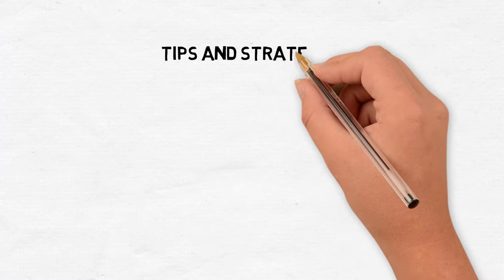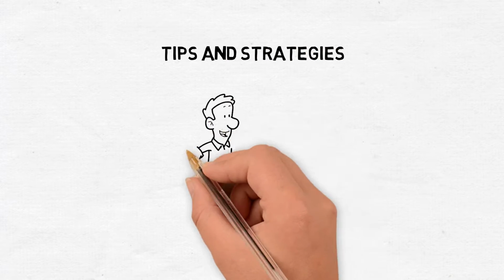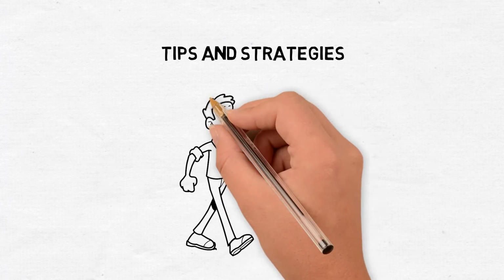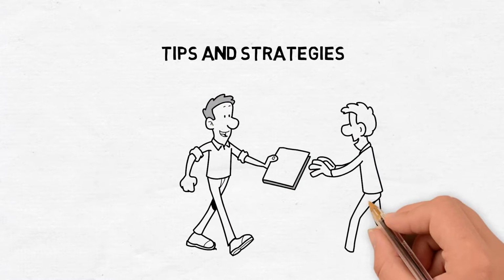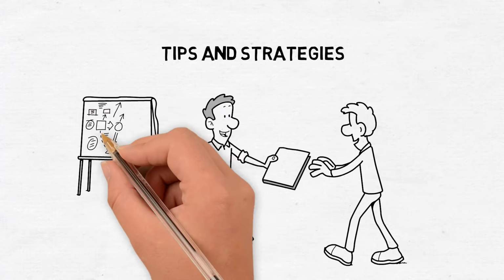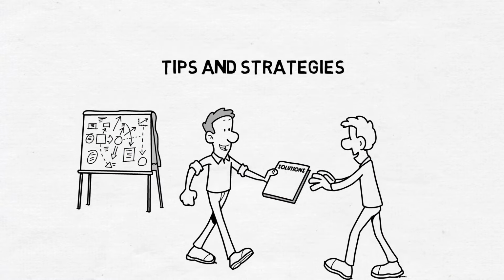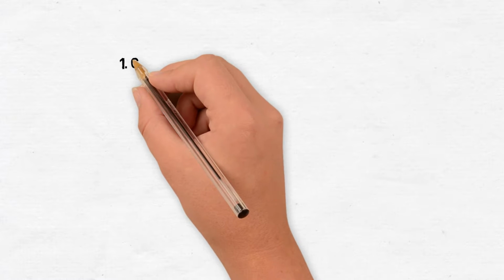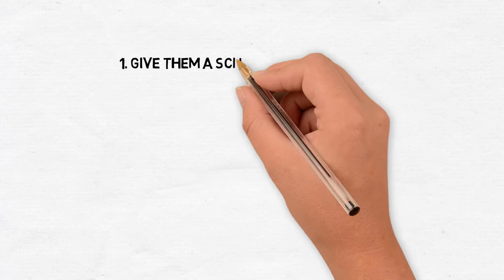Tips and strategies. Having a child with autism in the classroom can be hard, but if you know how to help them, it can be very rewarding. All of your interventions will help them a lot, whether they help them stick to their routine, deal with too many stimuli, or learn in a way that makes sense to them. 1. Give them a schedule to follow.